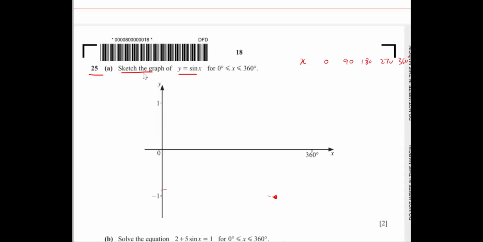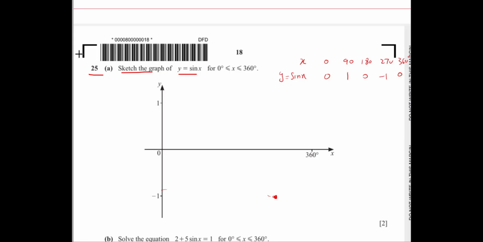Question 25, part A, sketch the graph of y equal to sin x for values of x from 0 to 360. To sketch the graph, we will take some values of x from 0 to 360. Here the values of x are 0, 90, 180, 270 and 360. The value of y will be equal to sin x, and sin 0 is 0, sin 90 is 1, sin 180 is 0, sin 270 is minus 1, sin 360 is 0.